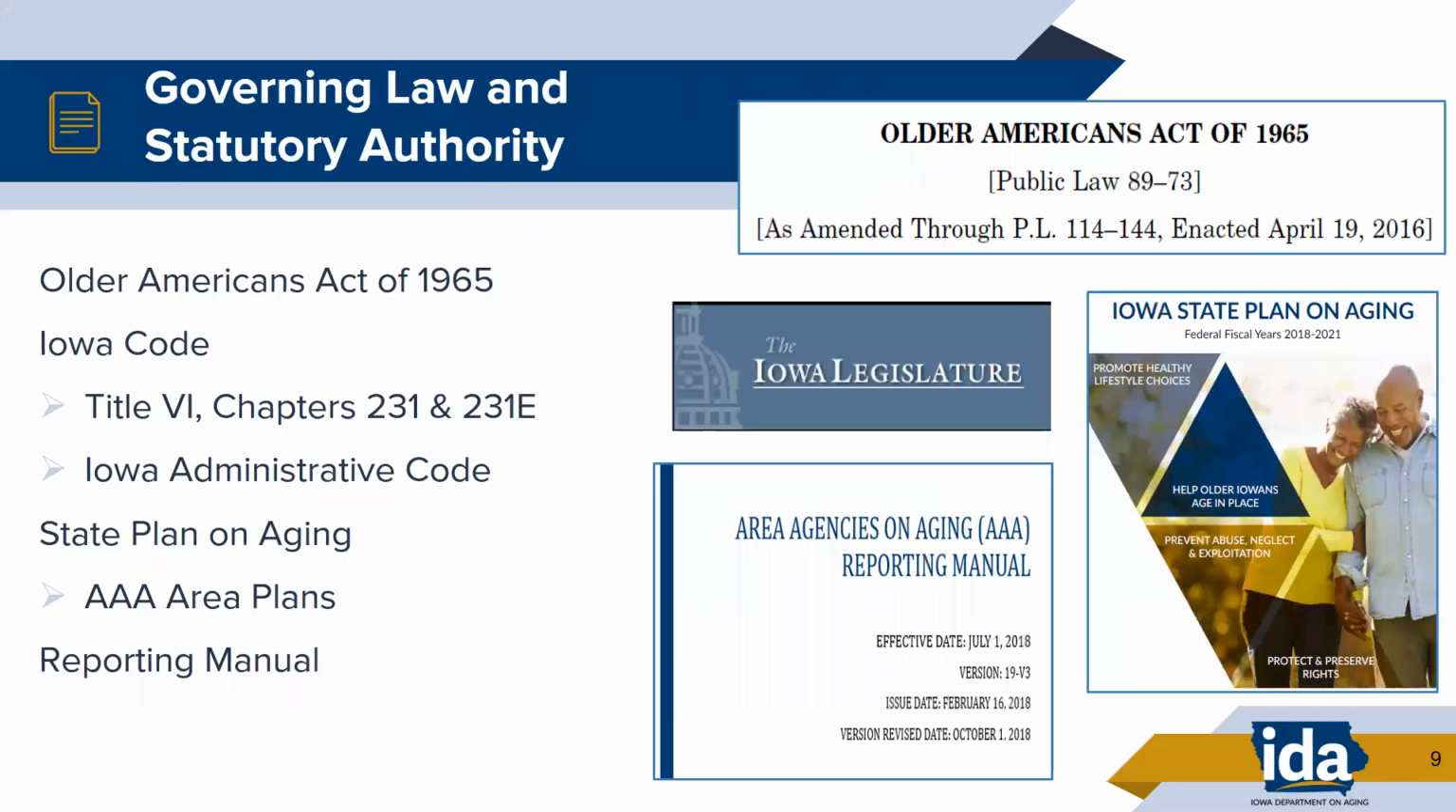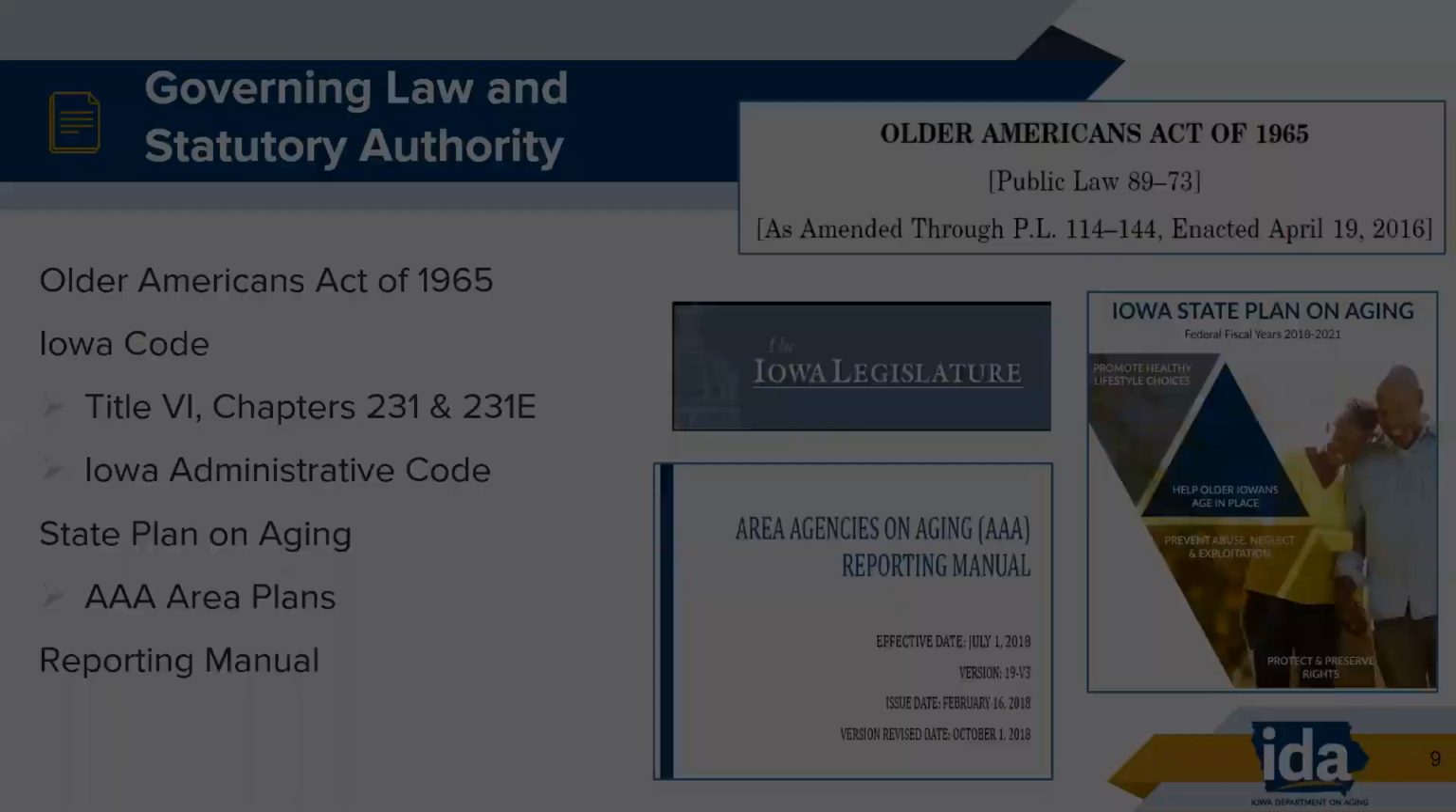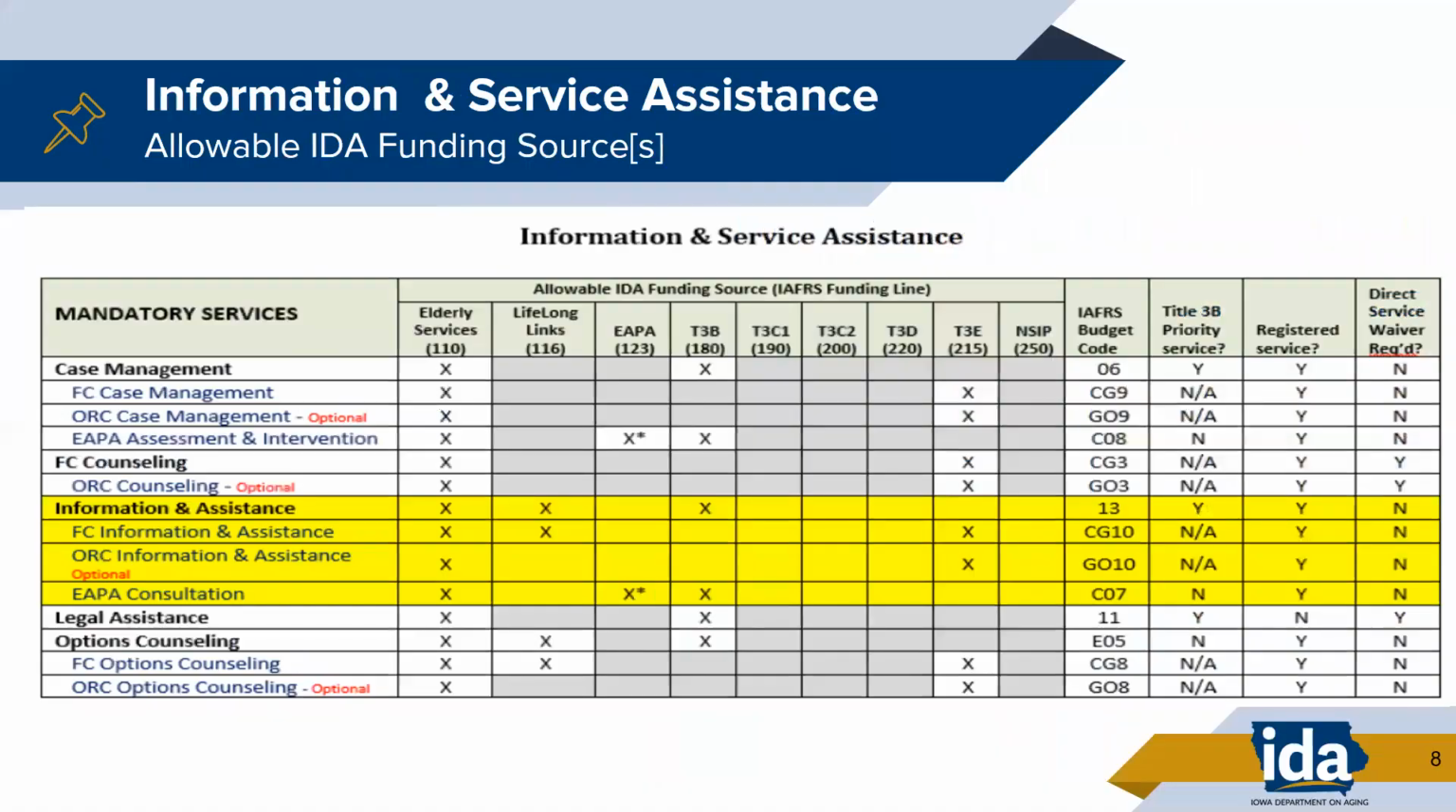All information and assistance services are registered services. However, only a limited amount of information is required to meet the registered service requirement for these services. Details on the required information are provided later in this presentation. You may also refer to the required customer and service information for registered services in Chapter 3 of the reporting manual.